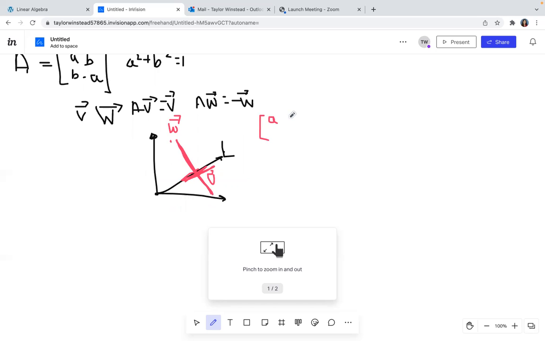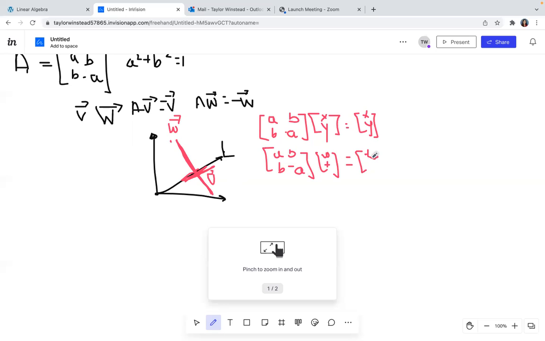You say A, B, B, negative A times X, Y equals X, Y. And that's for V. And then for W, you say A, B, B, negative A times, we're just going to say W, T for the vector W, equals, you guessed it, negative W, negative T. And then you would solve.